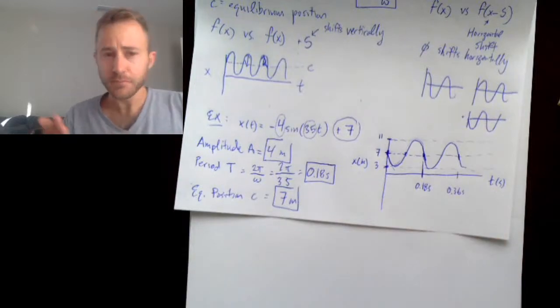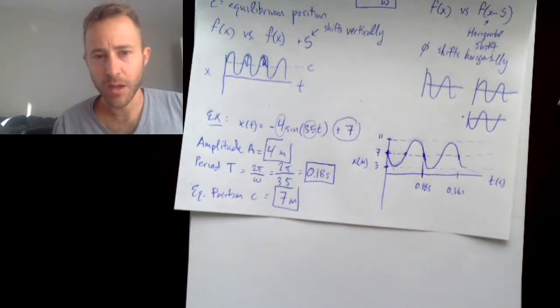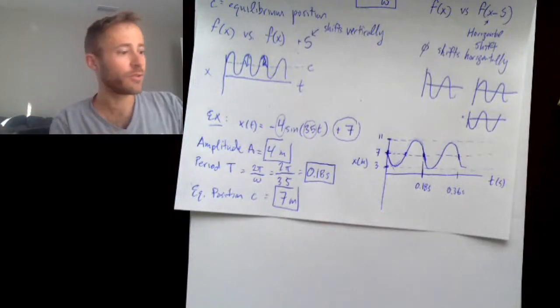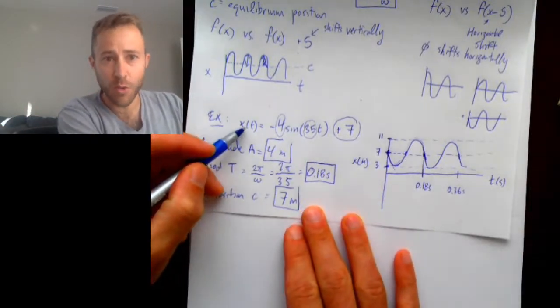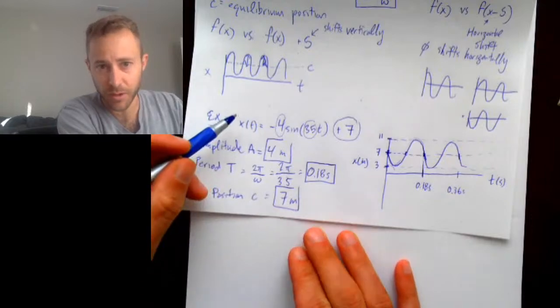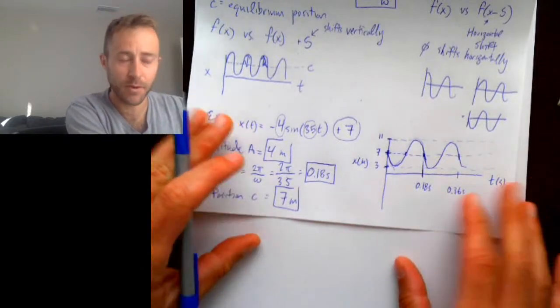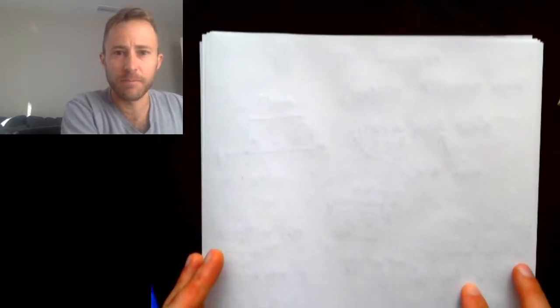Also, we should be able to go from a graph to producing the equation of the position of the particle as a function of time. So let's do an example that shows how that would work.